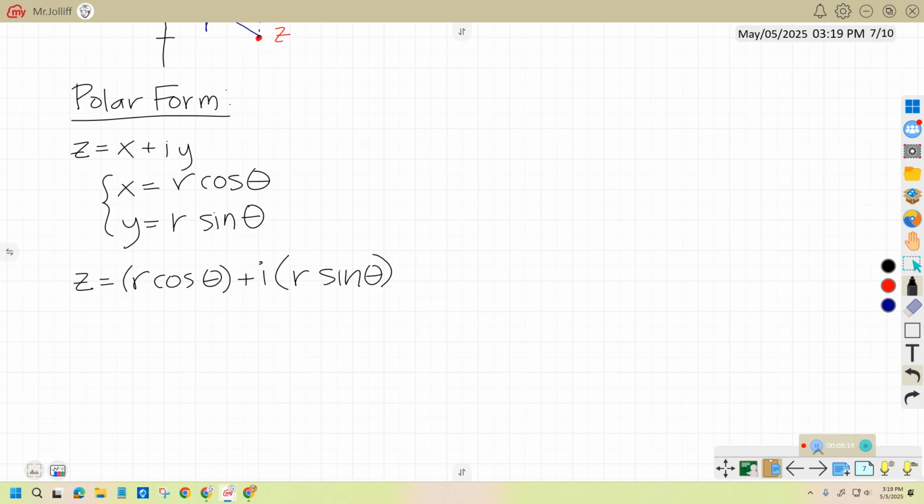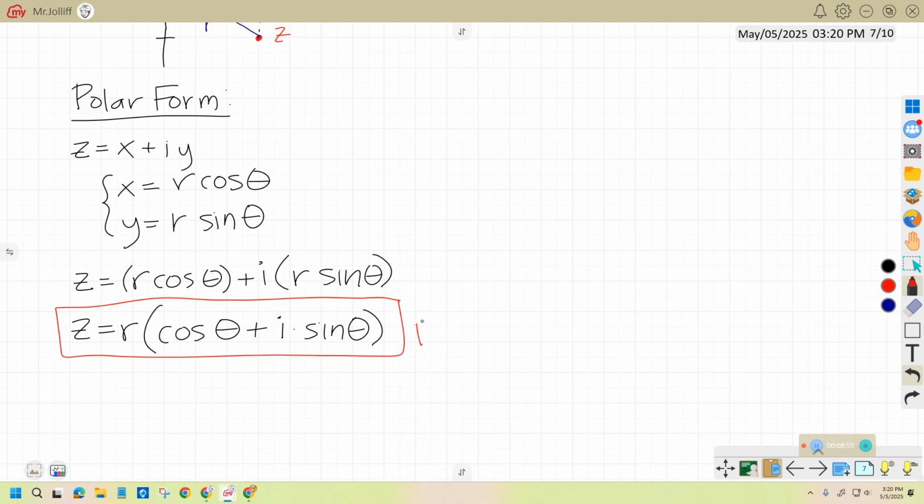And you could leave it like that, and that would be correct. Mathematicians usually make it a little bit prettier. What do both of those terms have in common? r. Let's factor an r out in front. If I pull an r out of the first term, I get cos theta plus i times sine theta. And this, yay, is polar form of a complex number.